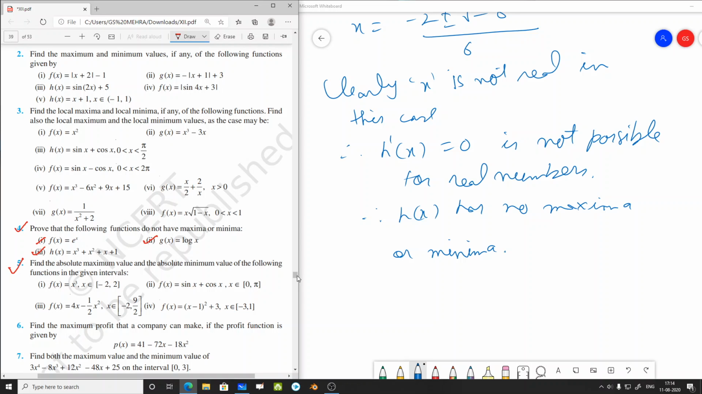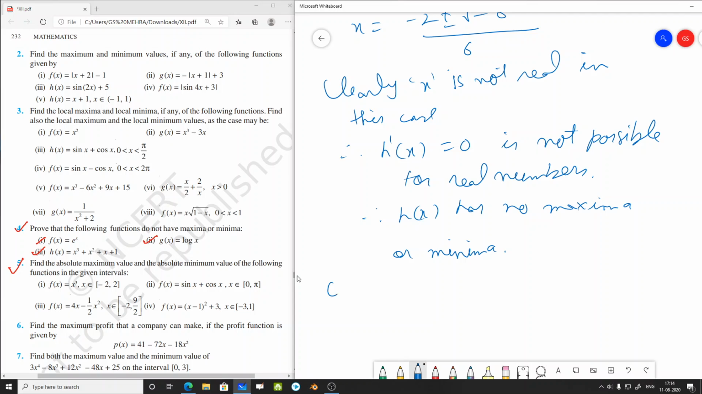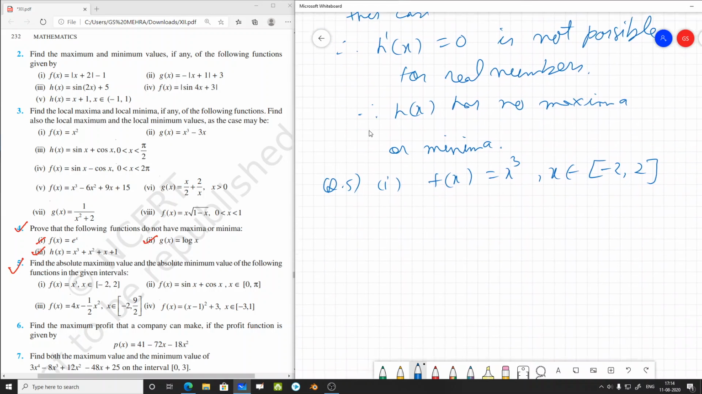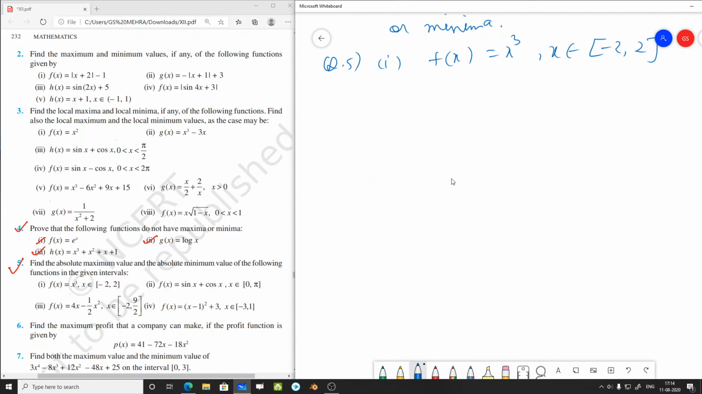So let us do this question number 5 first part, very simple one. In all we will be following the same method. So f(x) equal to x cube and x belongs to the closed interval minus 2 to 2. First thing we will do is find the derivative of f(x). Therefore f dash x equal to 3x square, and x belongs to the closed interval minus 2 to 2.